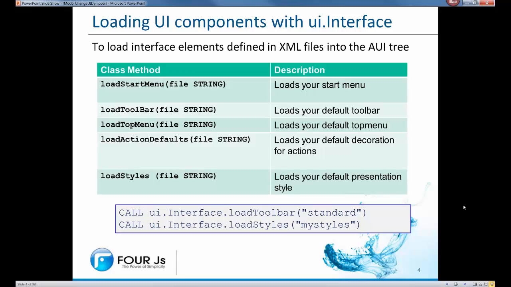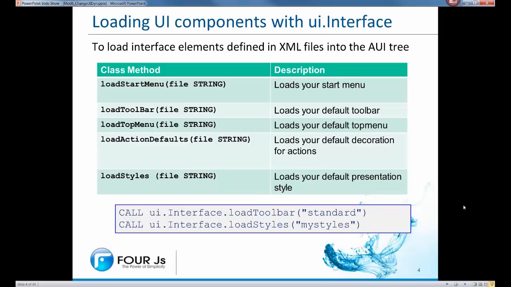So the first slide they have out here introduces us to some of the ui.Interface class. ui.Interface class is all comprised of class methods. That means I don't have to define a ui.Interface variable. I don't have to get a handle on an object. You have one user interface. You have one UI. We know what it is. So whenever you're going to use any of these methods, you're just going to call ui.Interface and then provide the method name.